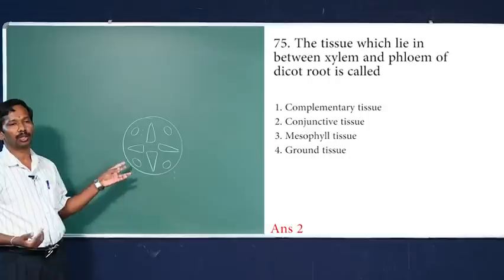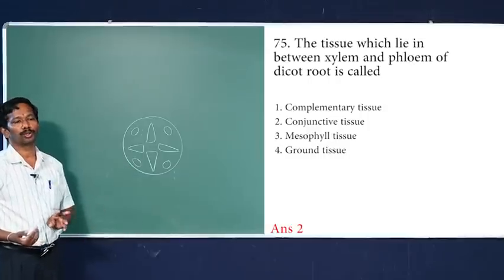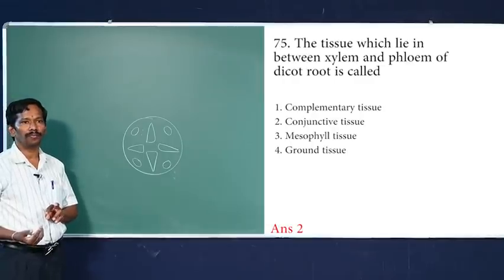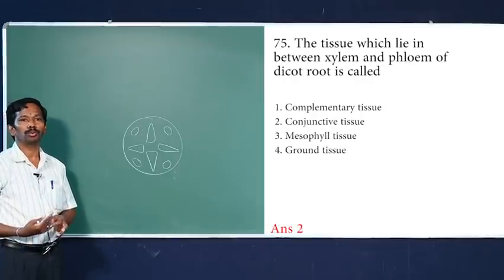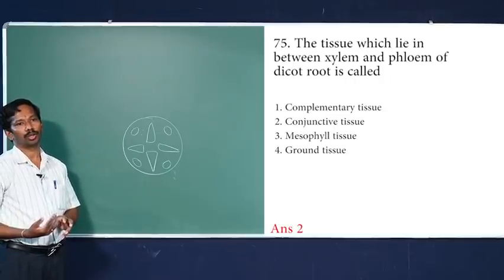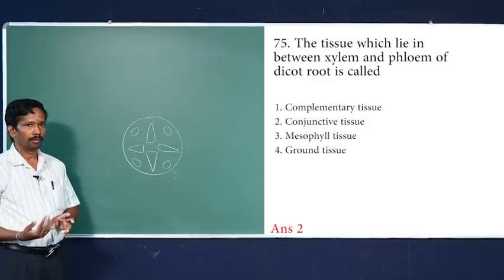Complementary tissue is associated with the lenticel, so the first option is not possible. Mesophyll tissue is present in between the epidermis of the leaf, so that's not the answer. Ground tissue, when the cortex is not differentiated, is called ground tissue in monocot stem. So answer should be 2nd for question number 75. Thank you.